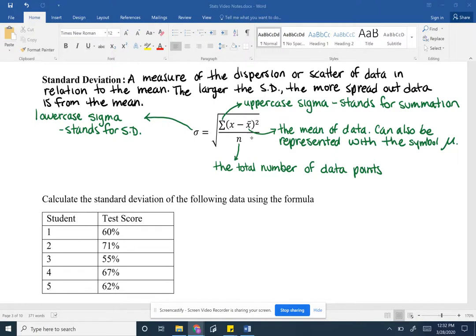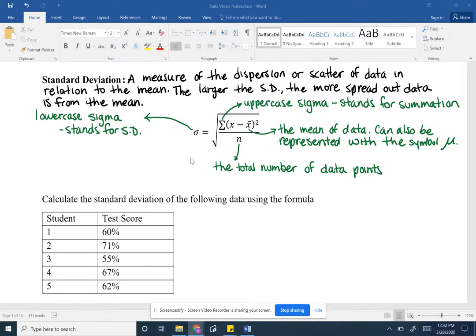X minus X bar. This X bar represents the mean, or the average, of the data. Depending on what textbook you're using or what course you're taking, they may also use this Greek symbol called mu to represent the mean. So it may look like mu, or it may also be an X with the bar over top. N in this case is going to be the total number of data points that we have.